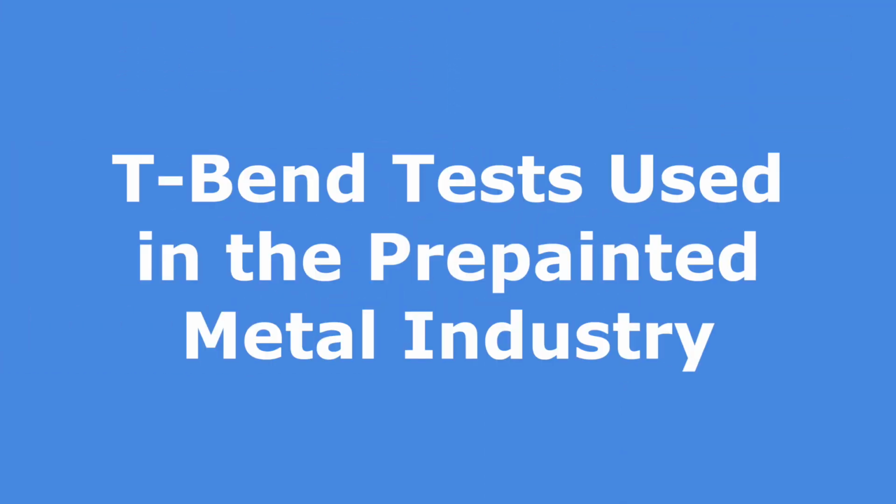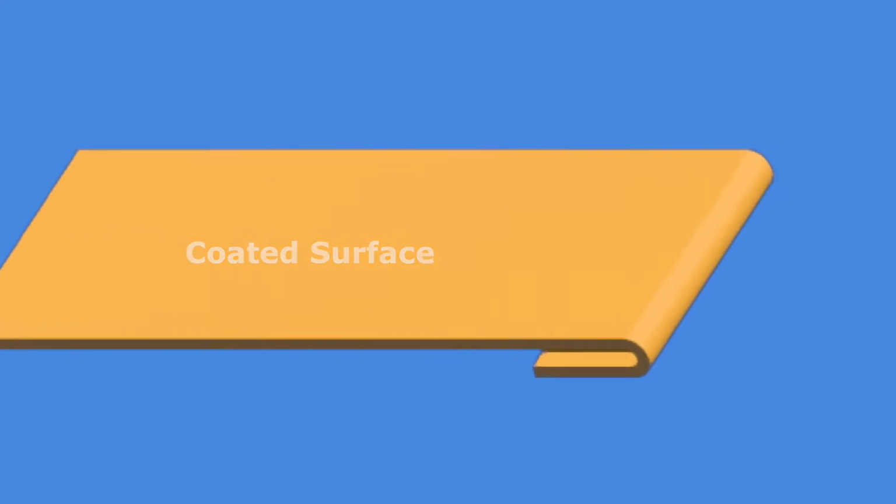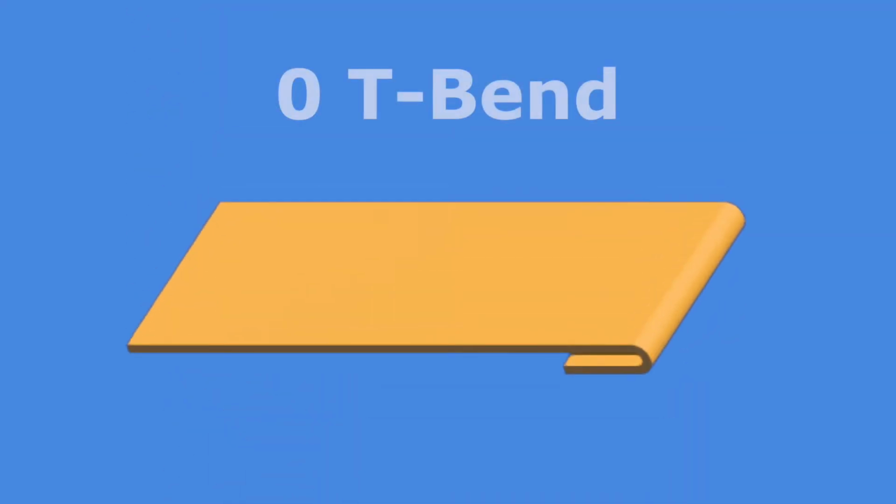Now that you've learned what happens when metal is bent, let's discuss the T-bend tests that are used in the pre-painted metal industry. Although there are several techniques to perform a T-bend test, the goal in all cases is to wrap a layer of metal over on itself, as shown here. A zero T-bend is one where the metal is bent over onto itself.